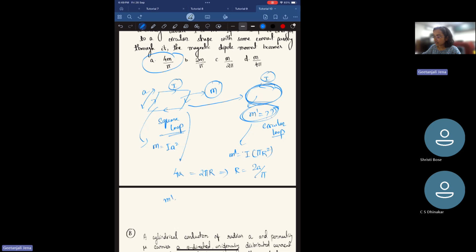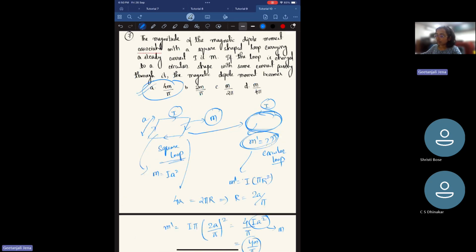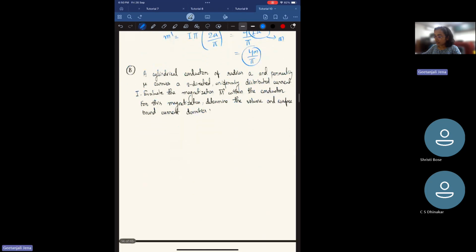So that means r is 2a by pi. So M prime is I pi r squared, which is I pi (2a by pi) squared. So this will be 4 by pi times I a squared. And I a squared is nothing but the dipole moment M where we have a square loop. So this is 4M by pi. So answer A. Okay. Let us move to our next problem.